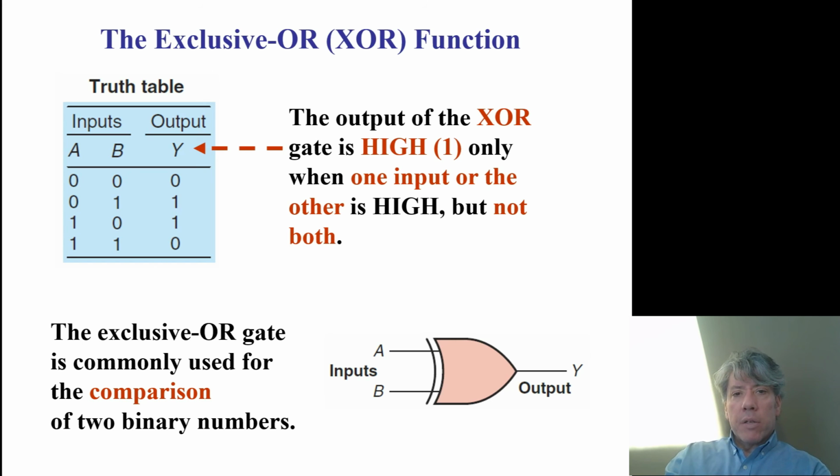And what this really does is allow us to compare two binary numbers. Notice that when the two numbers are the same, we get a 0, but when the two binary numbers are different, we get a 1. So 0 or 1, or the alternate case 1 or 0, both give us 1s, whereas 0, 0 gives us 0, 1, 1 gives us 0.